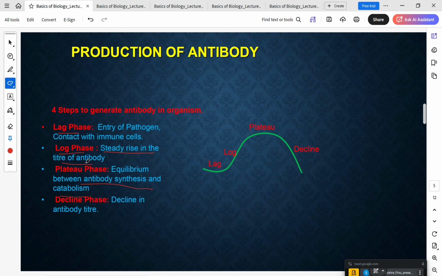So the plateau phase is the last stage of the infection, where the body is still fighting the pathogen, but it has started to clear off the infection. Then the decline phase, wherein there is a decline in the antibody titer. This is the phase where the infection has cleared up and the immune system can then go back to its baseline position.